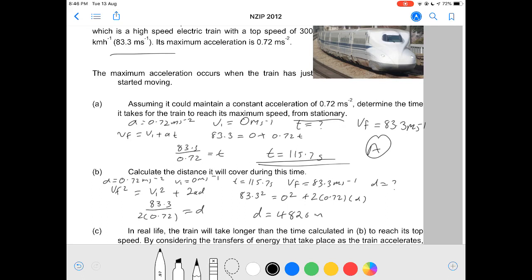Alright, so the reason I decided to use VF squared equals VI squared plus 2AD is because this equation doesn't have time, okay? So assuming you didn't get the first question, so assuming you didn't get A correct, you can still get B correct, assuming you used the equation I just used, okay? So that's assuming you don't have T. But if you did find the T in the last question, you can use any equation you want, okay? Because you have all 5 variables.